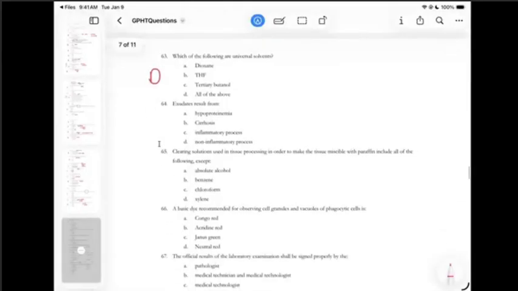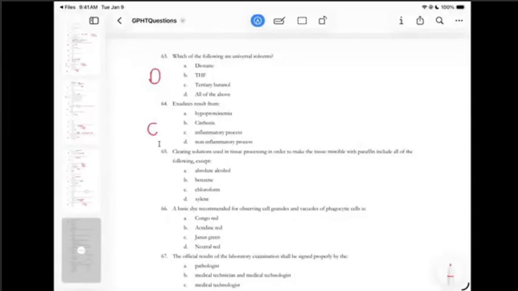64, no, exudates. So exudates, these are fluids, no, or substances that are rich in cells, maraming proteins, mataas ang specific gravity. So in most cases, if there is the presence of exudates, there is an ongoing inflammatory process. So that's letter C.